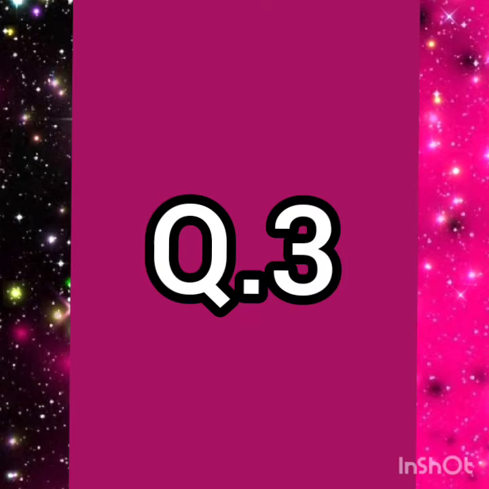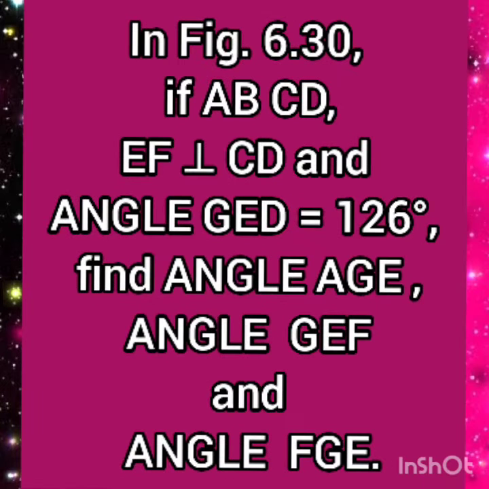Exercise 6.2, question number 3. In the figure, if AB is parallel to CD, EF is perpendicular to CD, and angle GED equals 126 degrees, find angle AGE, angle GEF, and angle FGE. This is the question. My dear student, this is a very easy and interesting question.